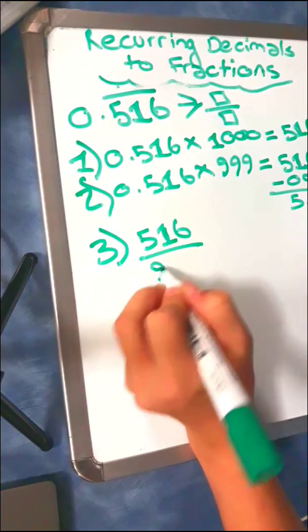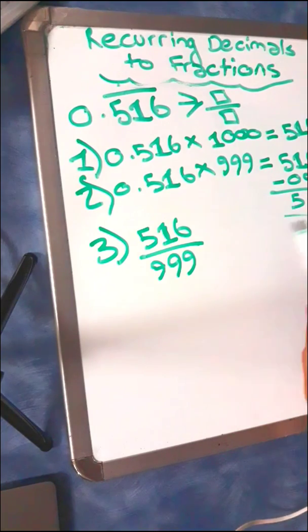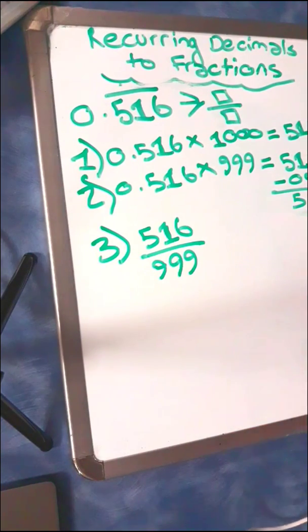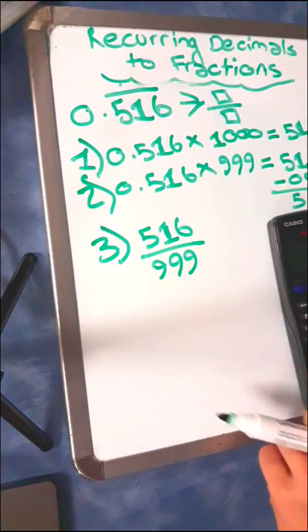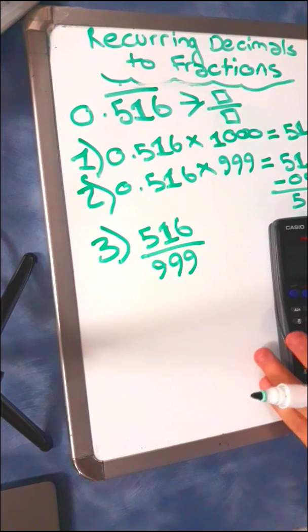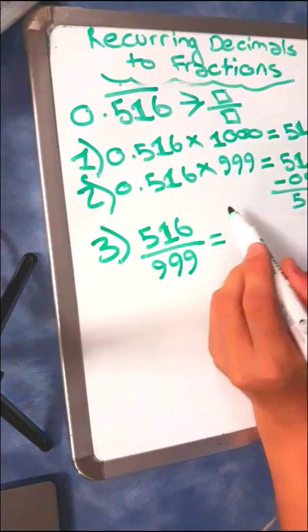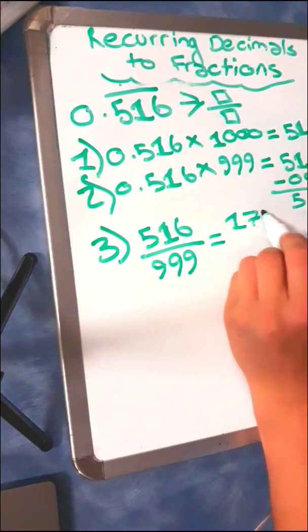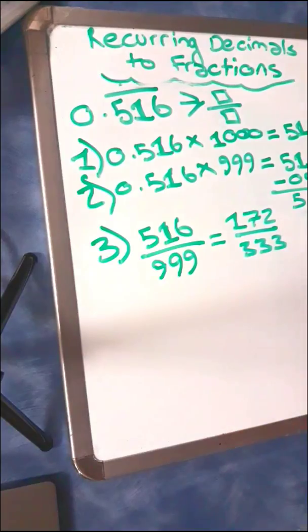Step 3 is 516 over 999, because that's our base number, that's our total number. Now, to bring that down to lowest terms, 516 over 999 comes down to 172 over 333. And that is how to work out recurring decimals to fractions.